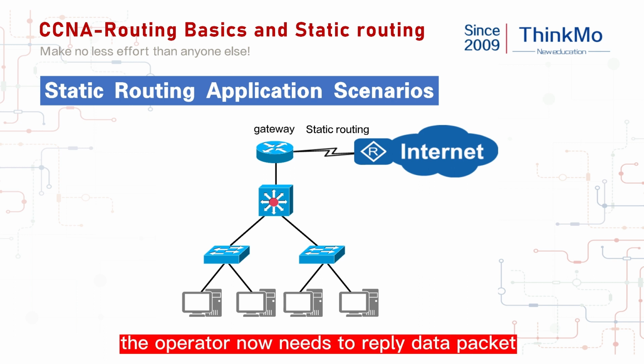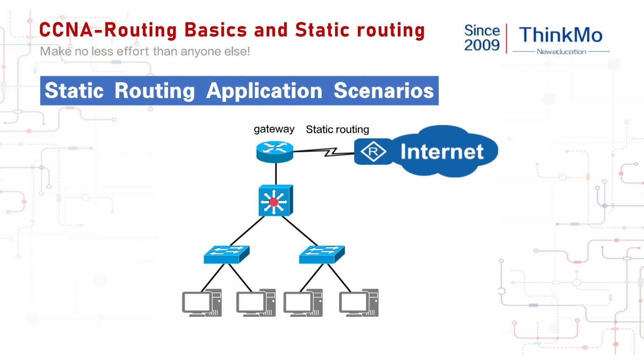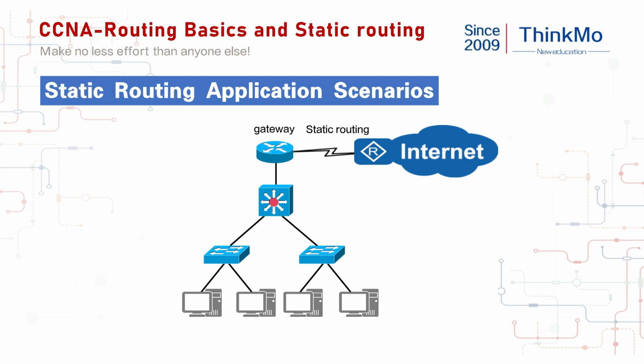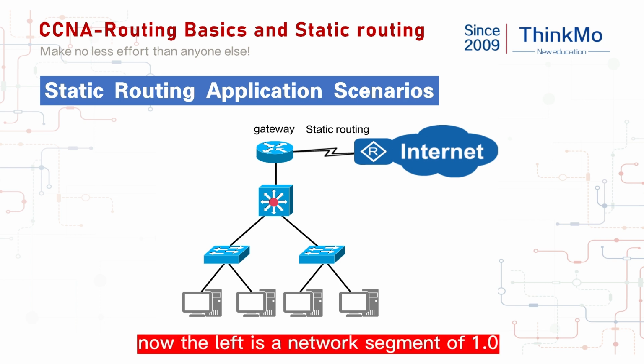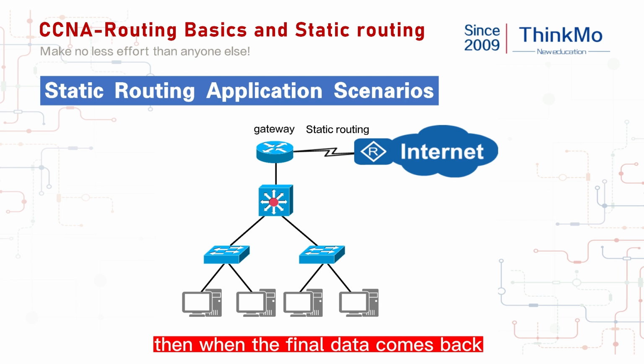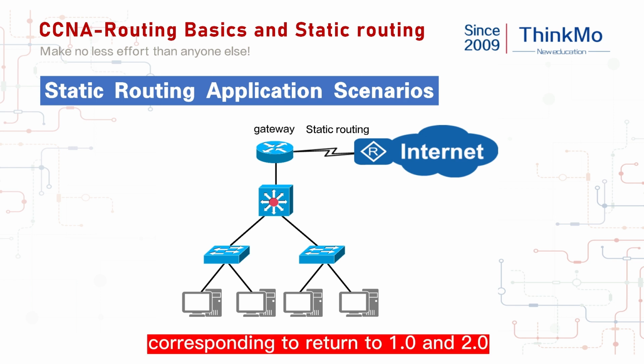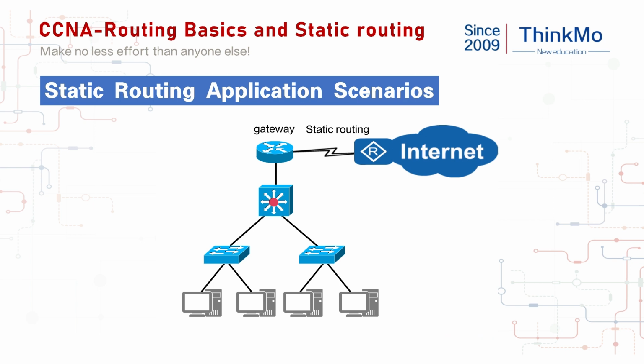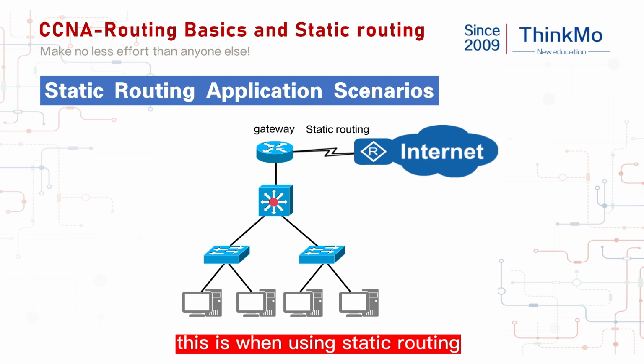The operator now needs to reply with data packets to these devices on the internet. For example, now the left is a 1.0 network segment, and on the right is a 2.0 network segment. Then when the final data comes back, it corresponds to returning to 1.0 and 2.0. Otherwise the data will not come back. This is a more tedious part when using static routing. You have to specify.